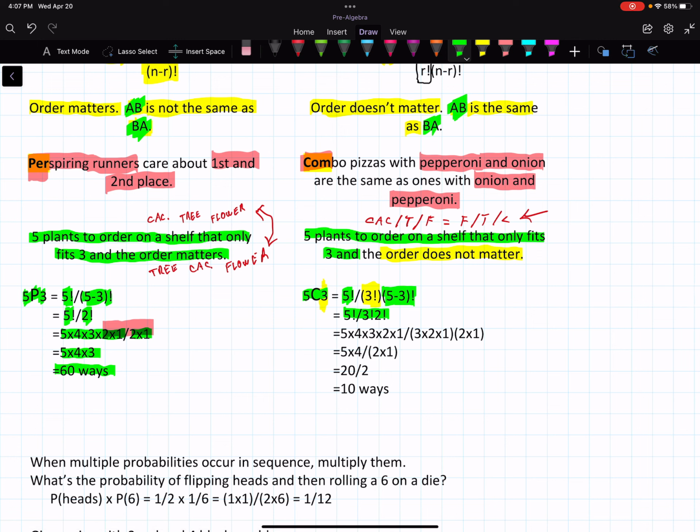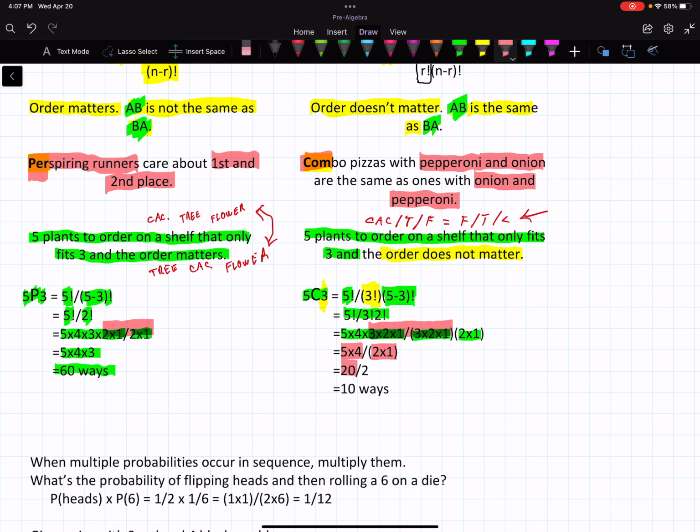Okay, so expanding that all out, we end up with 5 factorial divided by 3 factorial times 2 factorial. There's our 5 factorial expanded out. There's our 3 factorial expanded out. There's our 2 factorial expanded out. First thing I'm going to do is cancel out the 3, 2, 1 and the 3, 2, 1. That leaves me with 5 times 4 on the top and 2 times 1 on the bottom.